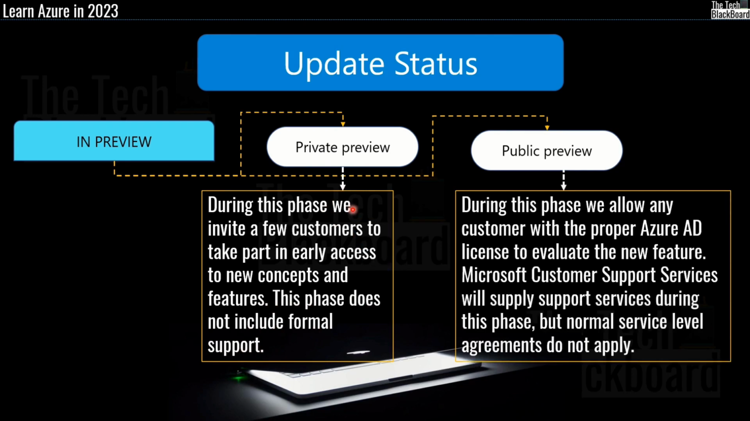Moving ahead with the public preview, and this one says that during this phase, we allow any customer with the proper Azure AD license to evaluate new features. Microsoft Customer Support Services will supply support services during this phase, but normal service level agreements do not apply. So basically, Microsoft is warning you that the normal SLA will not apply during the public preview.